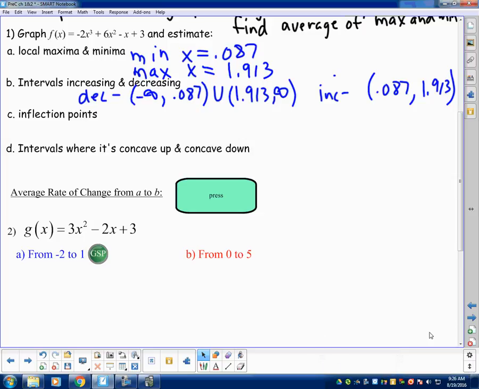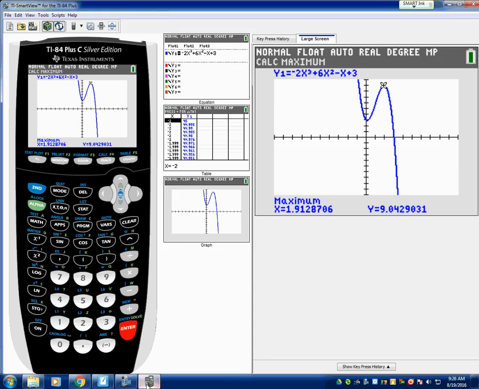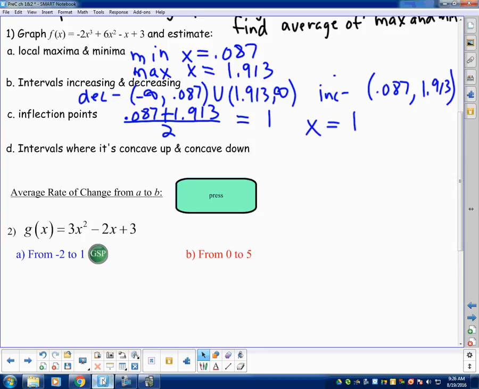And then inflection points. We find inflection points by taking the average between the max and the min. So if we take 0.087 plus 1.913, add those up, divide by 2, we get 1. So we have an inflection point at x equals 1. So looking at the graph, x equals 1 is right halfway in between the max and min, so right about in there. So about x equals 1 is our point of inflection. All right, in the intervals where it's concave up and concave down, x equals 1 will split those two, there's that change in concavity.